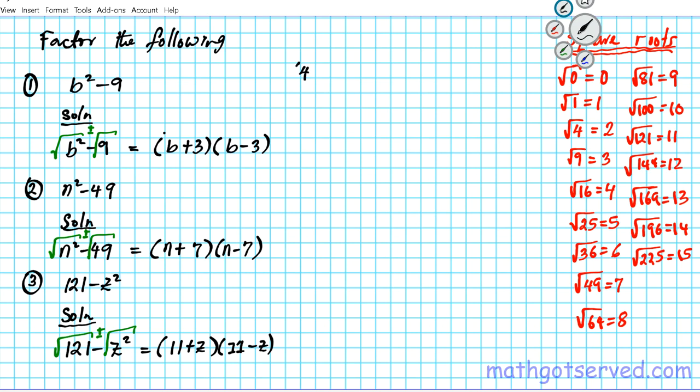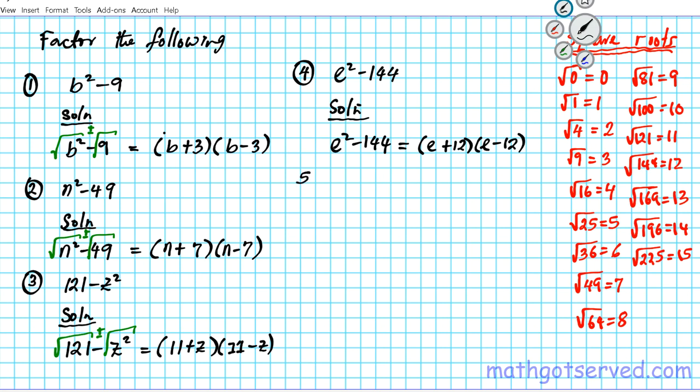Number 4, let's say we have e squared minus 144. Hopefully you got the hang of it now. To factor e squared minus 144, you square root the first and the last, and then write it as a sum and the difference. So this would be e plus 12 times e minus 12.